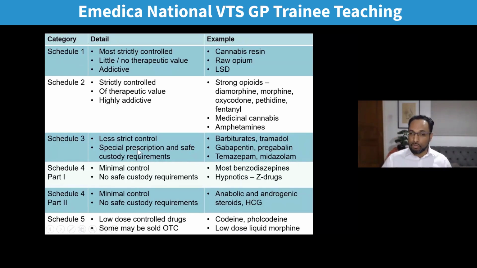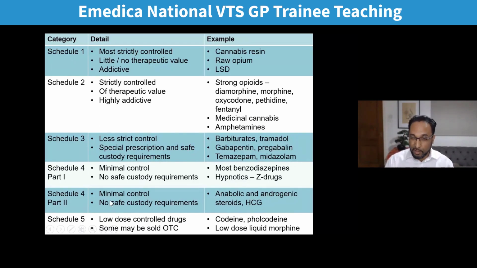Schedule 3, slightly less strict control, but you still do have prescription safe custody requirements, okay? Just not as strict as Schedule 2. So things like tramadol, temazepam, midazolam. Then you've got Schedule 4, which is in 2 parts, Part 1 and Part 2. These have got minimal control. You don't need the safe custody requirements. You don't need the same handwriting and prescription requirements that you do of Schedule 2 and 3 drugs.